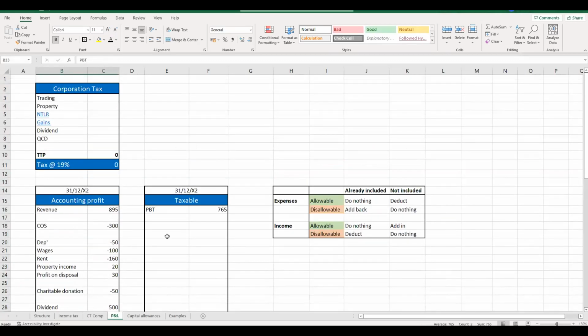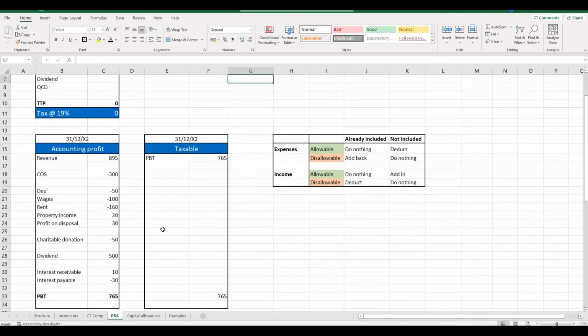Now, what we need to do, mirroring those scenario questions, is understand what is trading income, what's property, what's non-trade loan, what's gains and dividends and qualifying charitable donations, to get to what's known as our total taxable profit, which is essentially all of the streams of income. And it's that total taxable profit that is charged at 19% to get the company's tax liability.